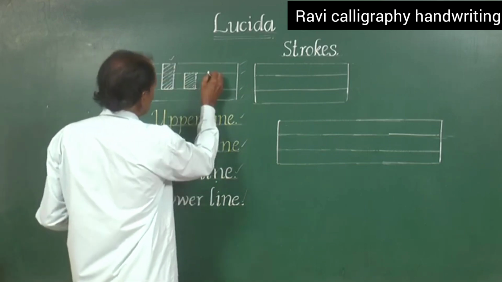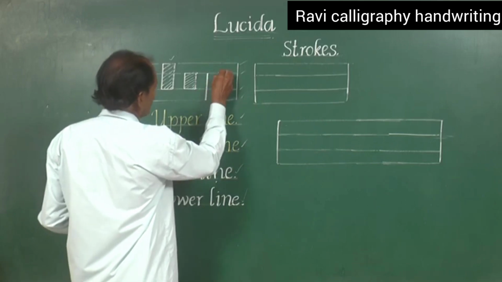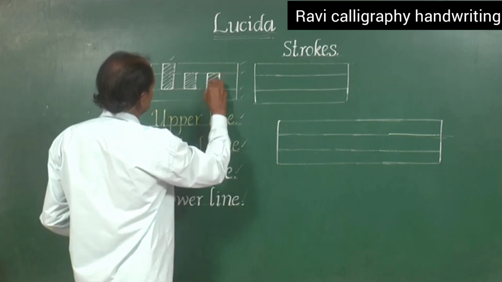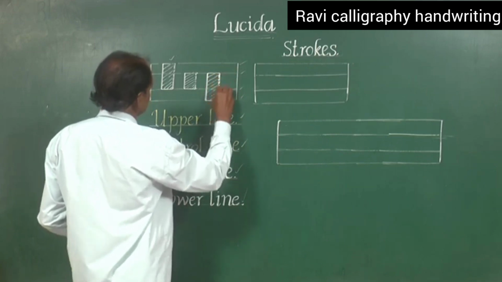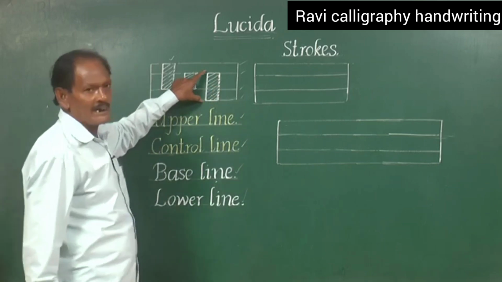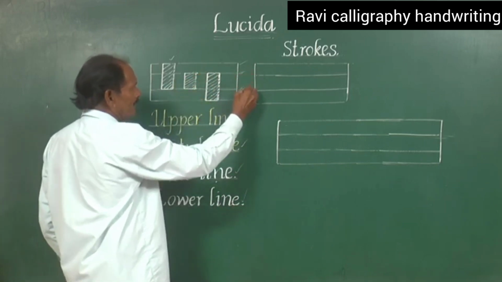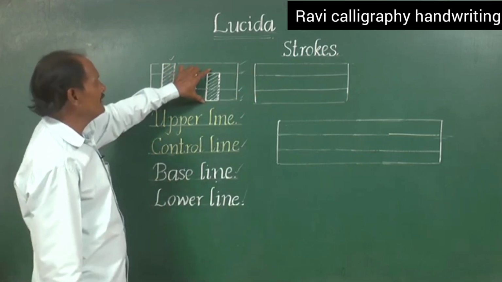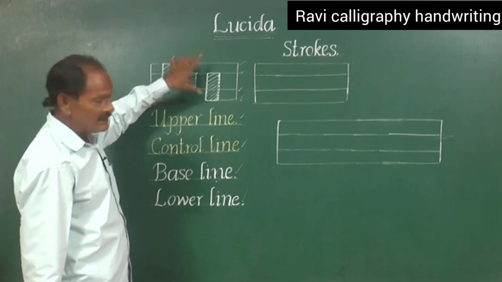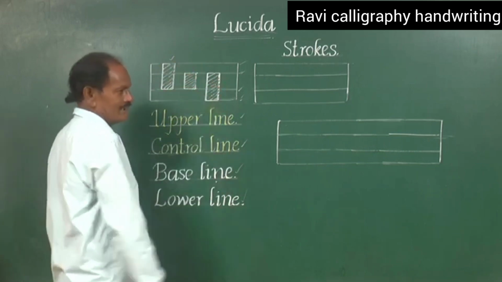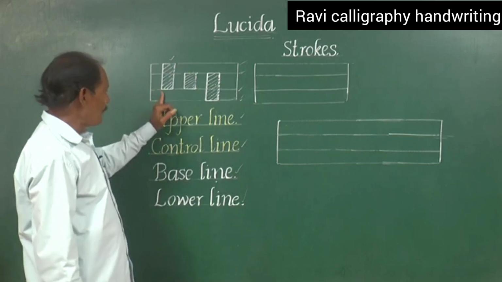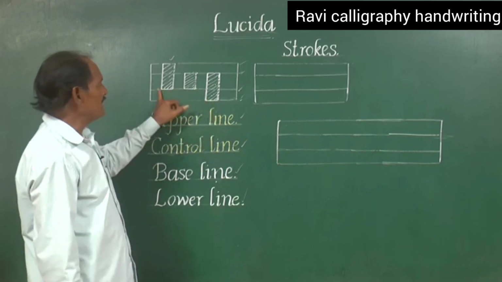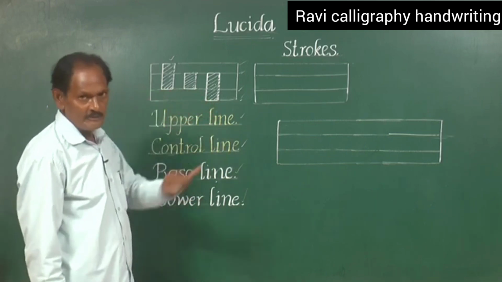And now some letters are written among the last 3 lines. It means among the control, base and lower lines. This space is generally laid in the lower part of this 4 lines pattern. That is why this zone is known as the lower zone. Upper, middle and lower. There is no other zone except these 3.